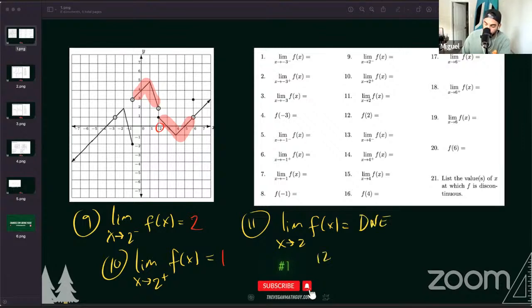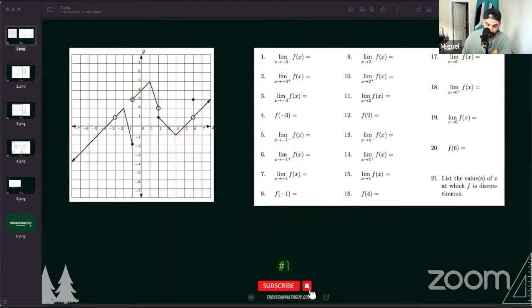And in number 12, I kind of like how they are spacing these out. f of 2 is the function where it's defined at 2. So going back to our graph, it's either going to be the hole or the closed circle. And of course, that will be the closed circle. So f of 2 is going to equal 1. Awesome. Okay, let's try number 13.